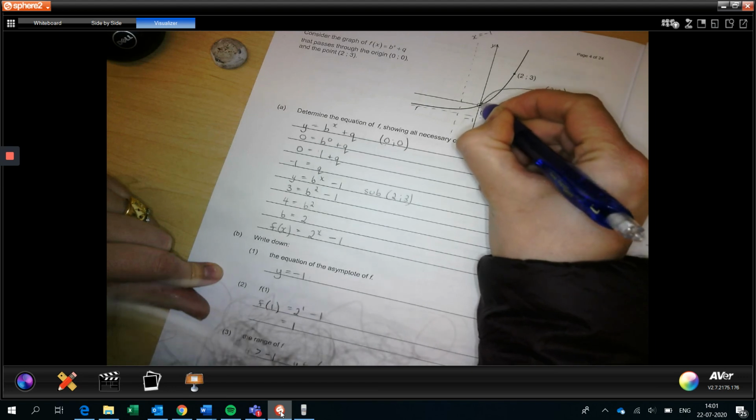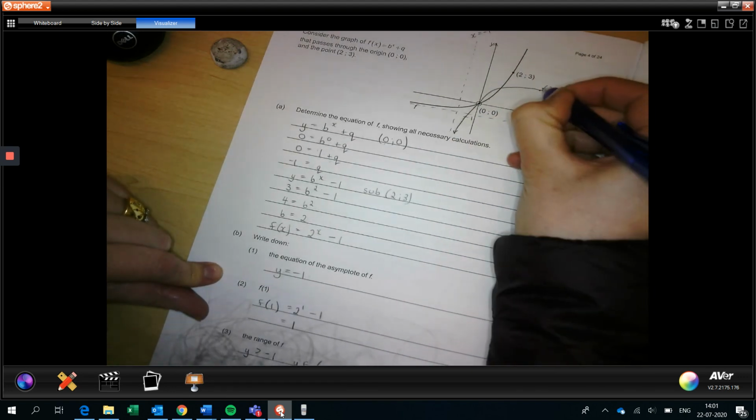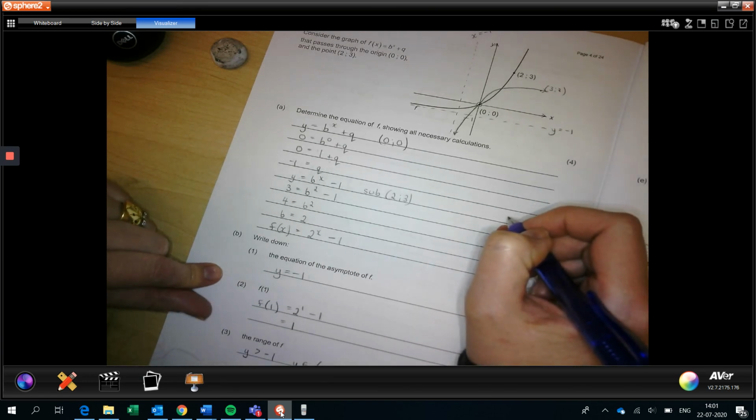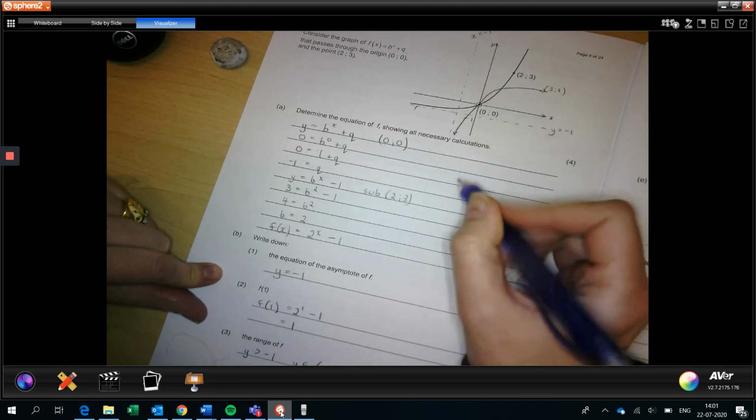So then my exponential graph looks like that. And we've shown 2 other points. So we've shown 3, 2, and we've shown 0, 0, and the asymptote.